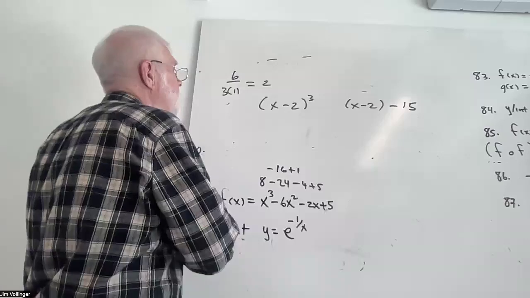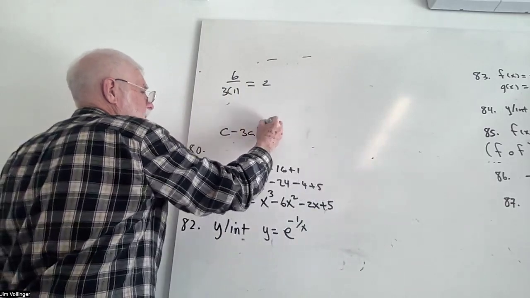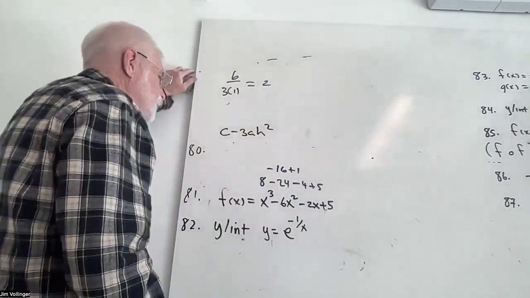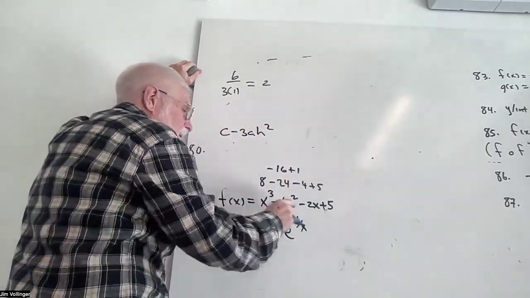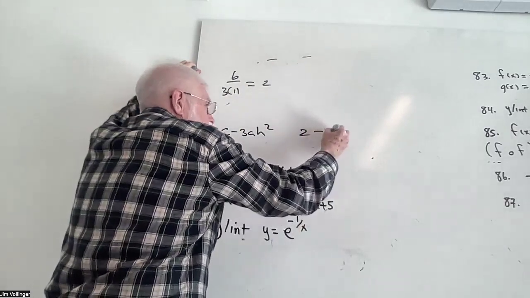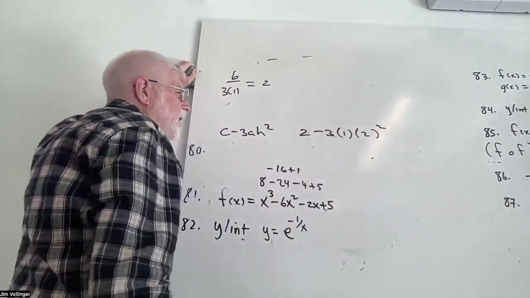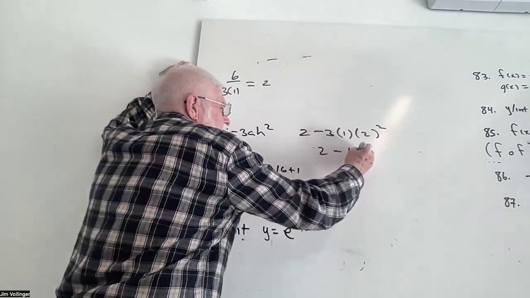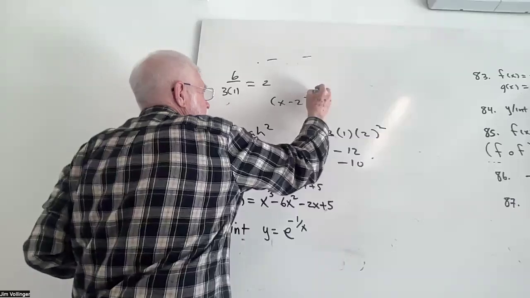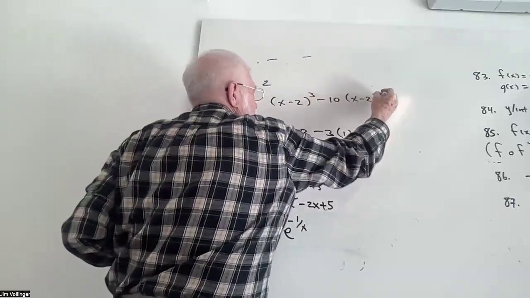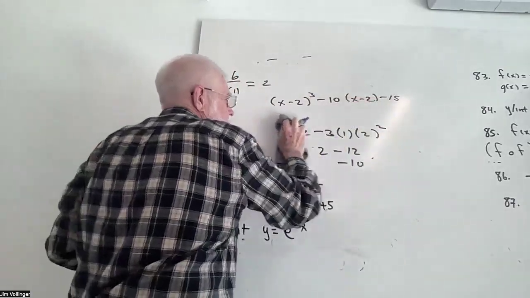Hope so. Now we've got to do c minus 3ah squared. Of course, I erased something I shouldn't have. That's okay. So c minus 3ah squared is going to tell us if we have maximums or minimums, local max and local min. Positive 2 minus 3 times a, which is 1, times h, which is 2 squared. That's minus b over 3a. So we get 2 minus 12. So we're going down at 10 to 1. So the graphing form was x minus 2 cubed minus 10 times x minus 2 minus 15. And our point of inflection was 2, negative 15.